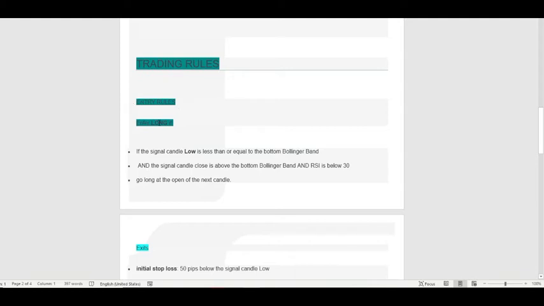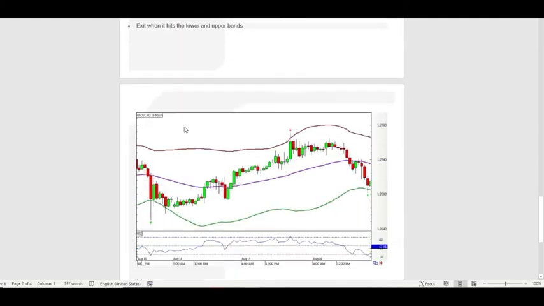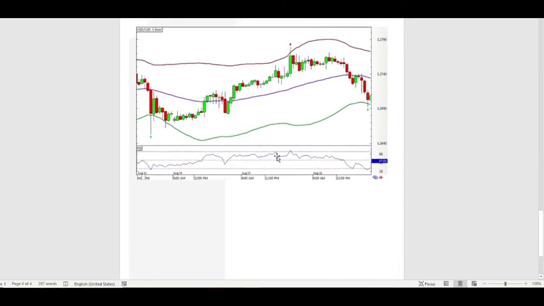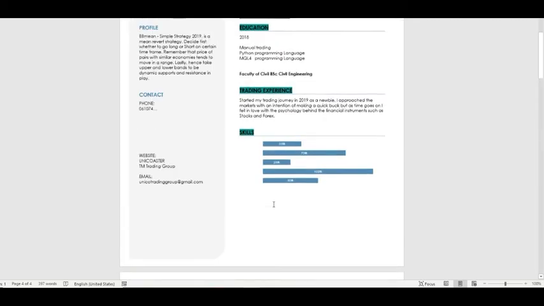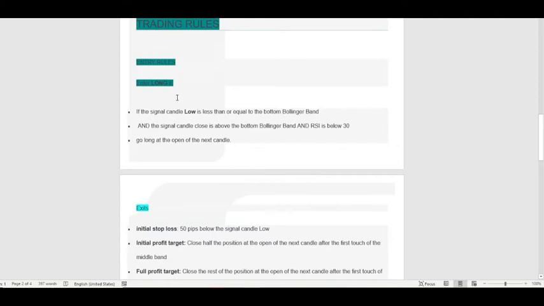Enter when you are going long. Generally our simple strategies are like this. This is what we call our RSI. This is our Bollinger Band. So how do we enter? You enter when you want to go long. You should be very careful here. Here we explain you should be very careful.